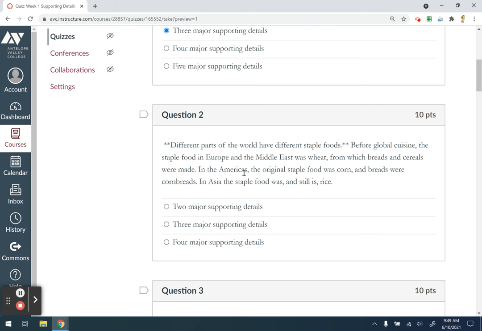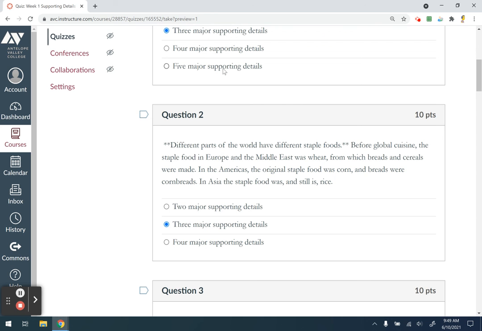In the Americas, so that's another way of using a transition. In the Americas, so this is another part of the world. So we were talking about Europe and Middle East. Now we're talking about the Americas. In the Americas, the original staple food was corn. So that's 2 major supporting details. Now another comment. In Asia, the staple food was, and still is, rice. So that's 3 major supporting details.